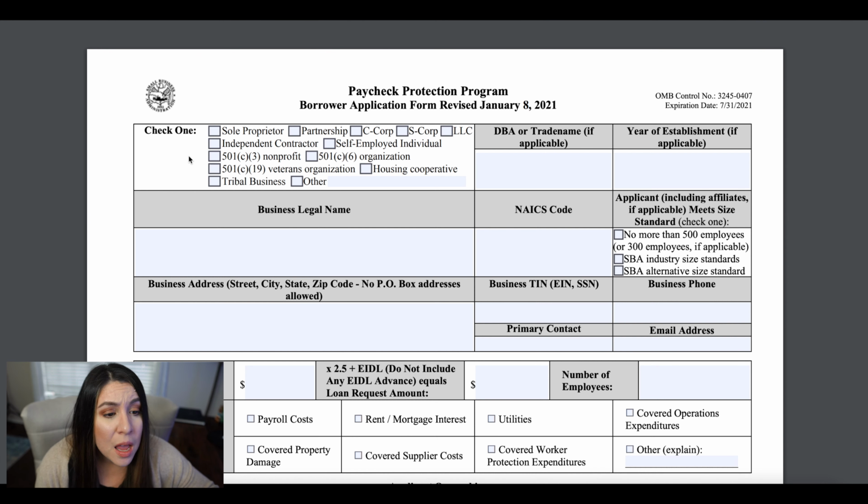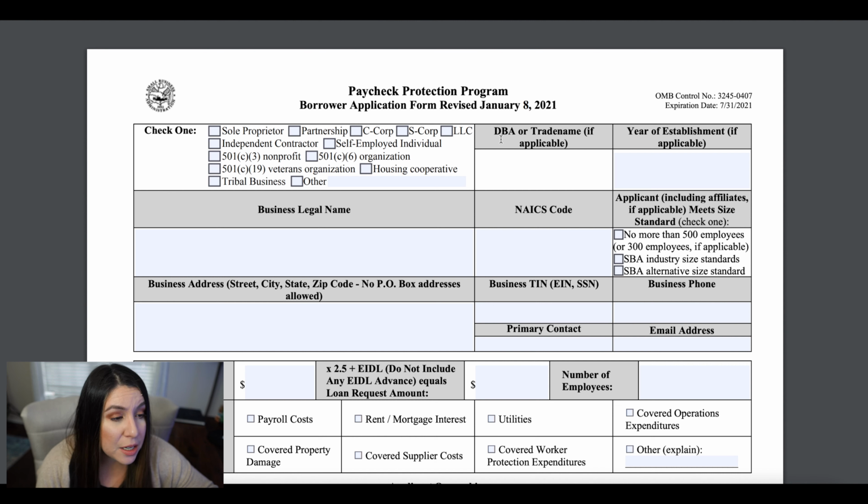All right, so check one of these boxes. This first box has basically what type of business you have. Are you a sole proprietor, partnership, S or C corporation, or LLC? If you're an independent contractor, you'd select that one. If you're a self-employed individual, you would select that one. If you're a 501c3, 501c6, or 501c19, a tribal business, or an other business.